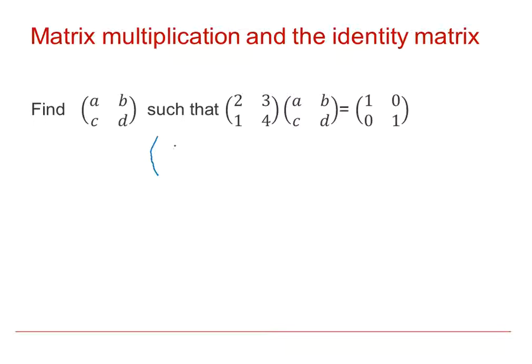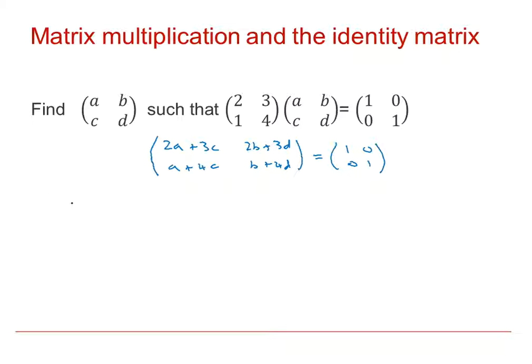we would get the first element would be 2a plus 3c, 2b plus 3d, 1a plus 4c, and 1b plus 4d. And we want that matrix to be the identity matrix 1, 0, 0, 1.